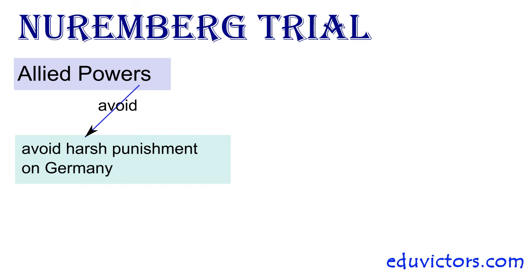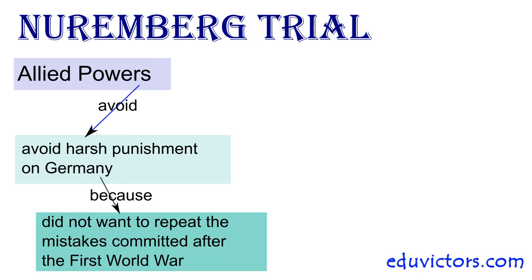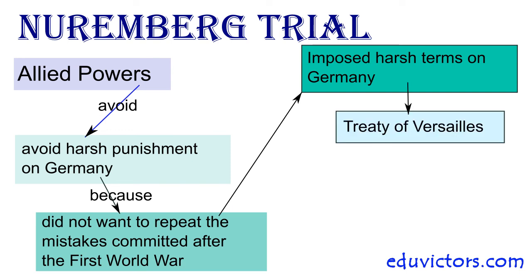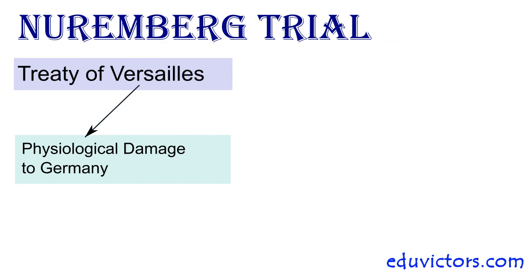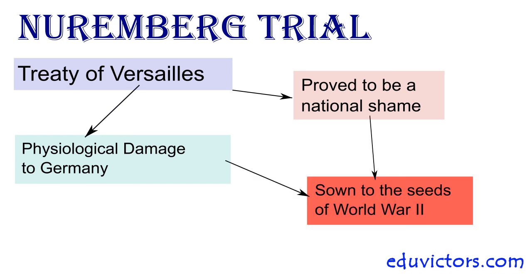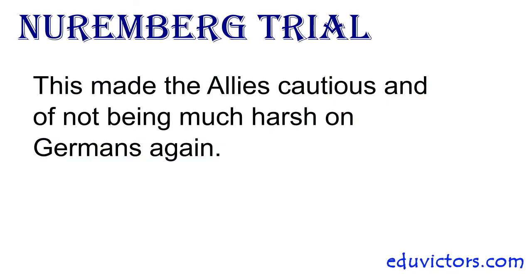The Allies avoided harsh punishment on Germany because they did not want to repeat the mistakes committed after the First World War, where they imposed harsh terms on Germany by virtue of the Treaty of Versailles, which resulted in the rise of Hitler. The Treaty of Versailles was psychologically damaging for the Germans and also proved to be a national shame. The treaty had sown the seeds of the Second World War. This made the Allies cautious enough of not being too harsh on Germans again.